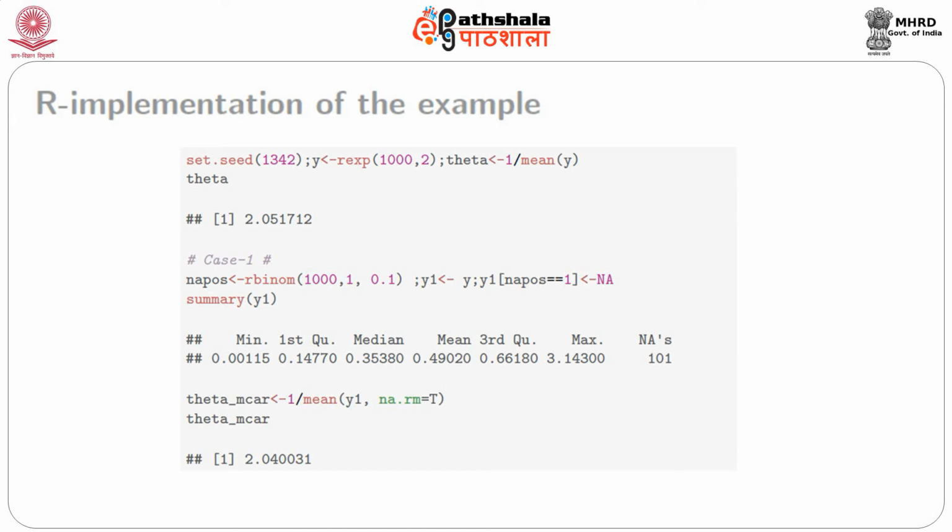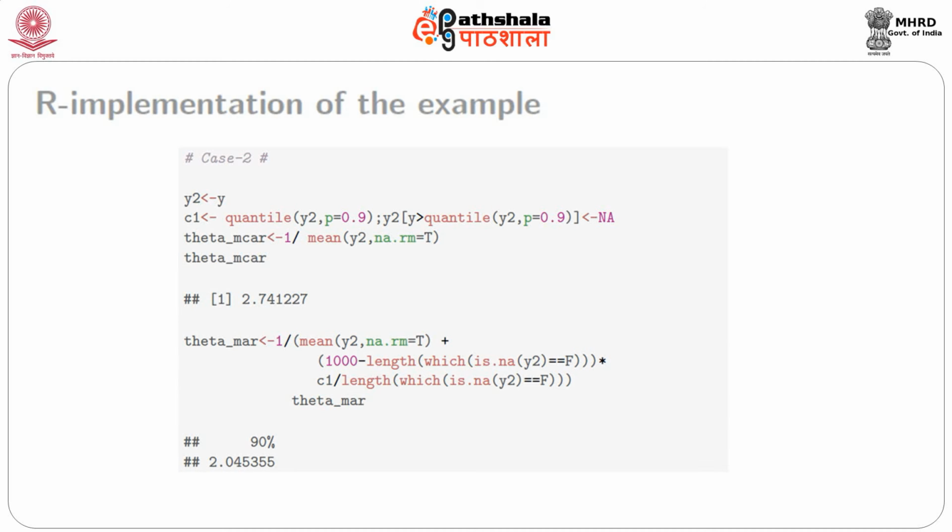So, if I give summary of y1, we would get something like this. Out of the 1000 we have 101 NAs. We ignore the NAs, compute the mean and take a reciprocal of it, and that becomes my theta missing completely at random estimate, and that estimate comes out to be 2.0503. So, it is roundabout 2 only.